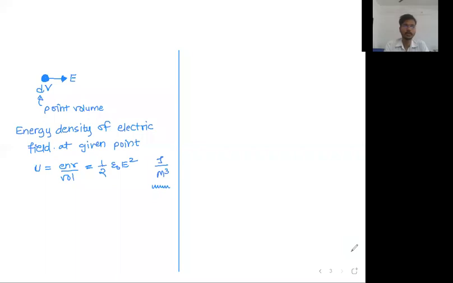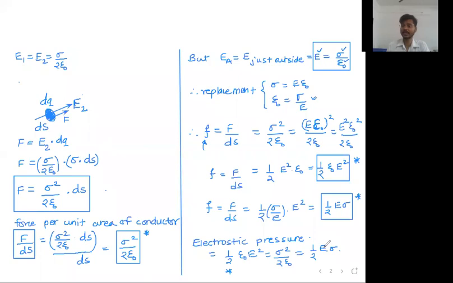So dV, electric energy density of electric field at a given point. We will remember the formula 1/2 epsilon 0 E square. This E means electric field at a given point. And on the last page, this E is what? Electric field just outside the conductor. These E's are the electric fields just outside the charged conductor.